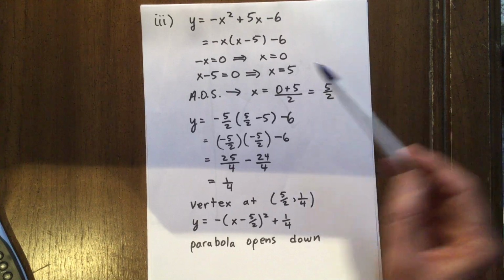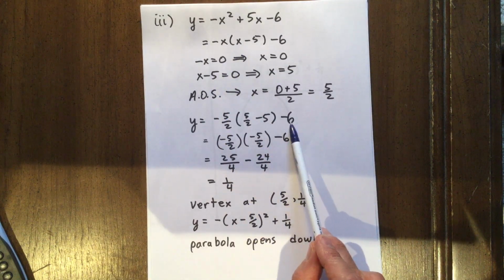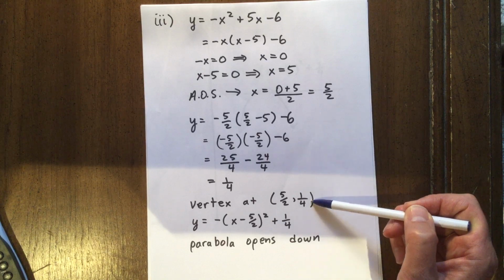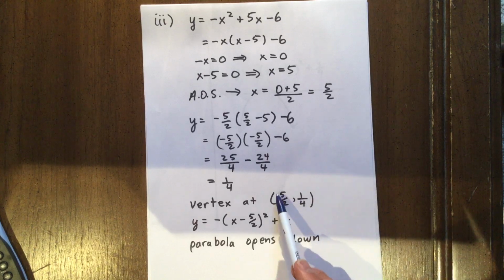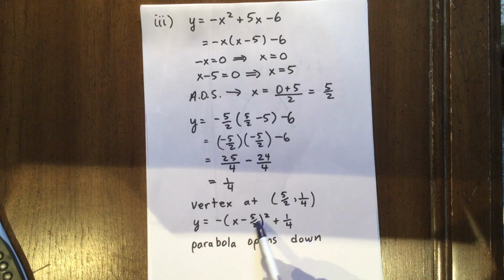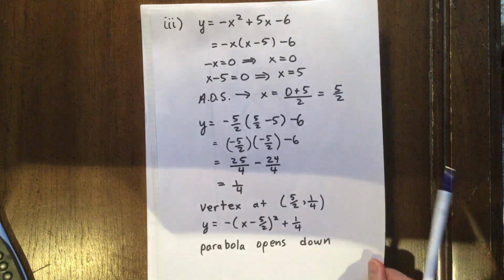I take this x value of the vertex, I plug it in here, and I don't forget to subtract 6. And what happens is I find out that the y value of the vertex is 1/4. That means the vertex is at 5 halves, 1/4. I can then change the sign here and put it into the vertex form. So if it's positive 5 halves, I make it x minus 5 halves. I don't forget my original lead coefficient, which is still negative 1, and I don't forget to add 1/4. And since the lead coefficient is negative, I know the parabola opens down.